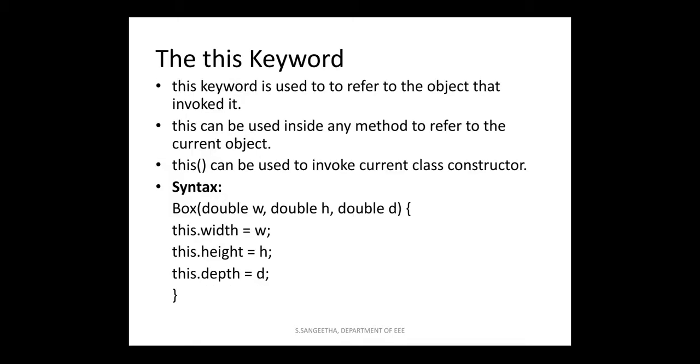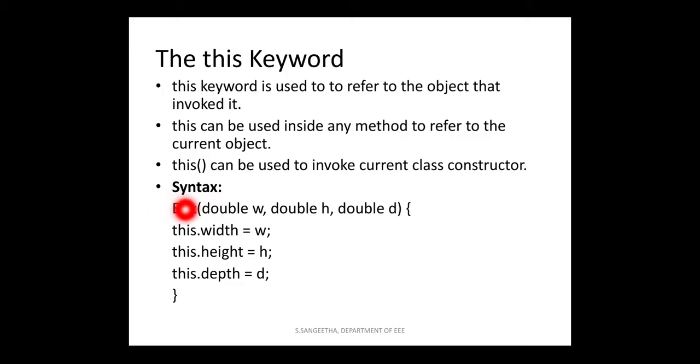So next you have to learn about this keyword. This keyword is used to refer to the object that invoked it. This can be used inside any method to refer to the current object. So this will be used to refer the current object in the program. That is, this is always a reference to the object on which the method was invoked. This can be used to invoke the current class constructor. So let us briefly explain with an example.